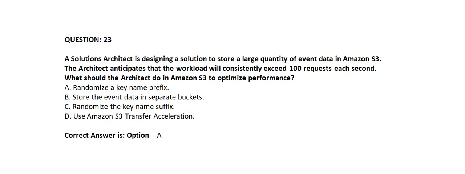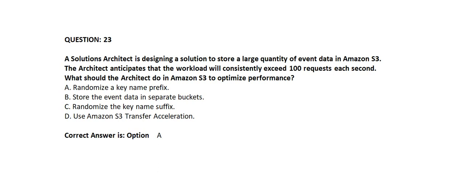Question number 23. A solutions architect is designing a solution to store a large quantity of event data in Amazon S3. The architect anticipates that the workload will consistently exceed 100 requests each second. What should the architect do in Amazon S3 to optimize performance? Option A. Randomize a key name prefix. Option B. Store the event data in separate buckets.